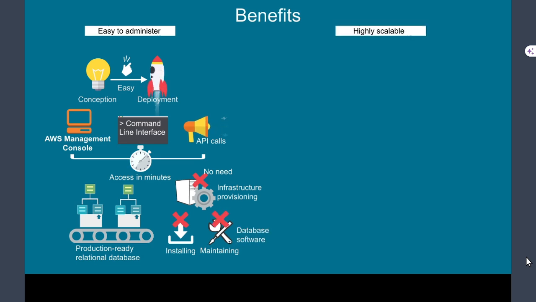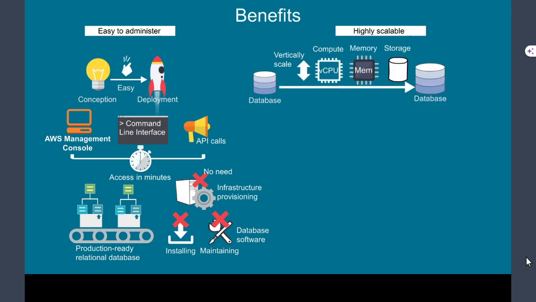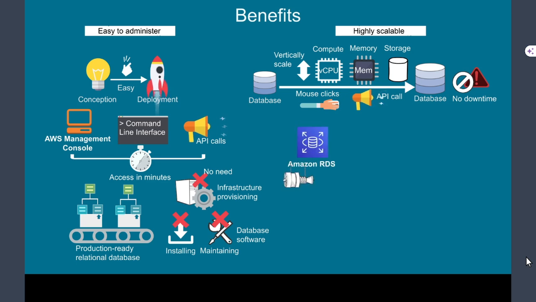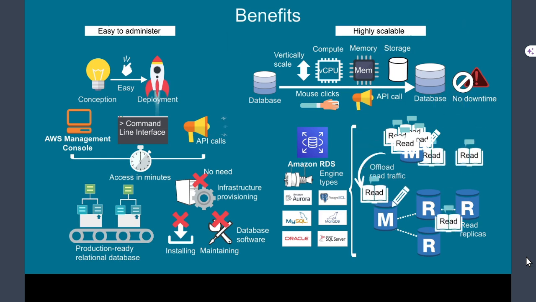Highly scalable. You can vertically scale your database's compute, memory, and storage resources with only a few mouse clicks or an API call, often with no downtime. Many Amazon RDS engine types allow you to launch one or more read replicas to offload read traffic from your primary database instance.